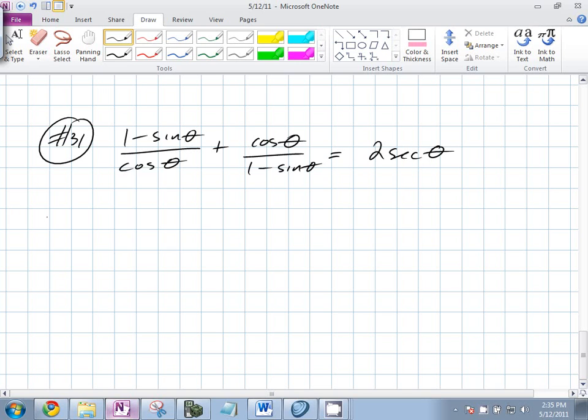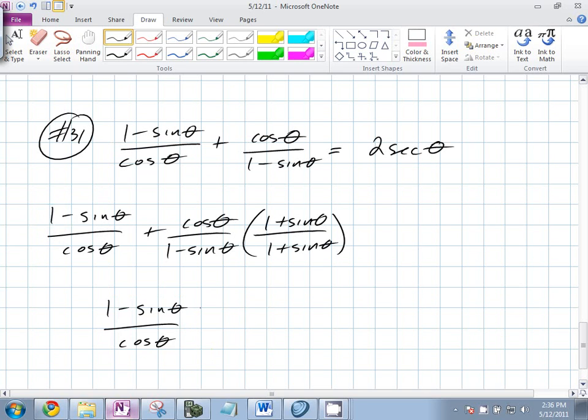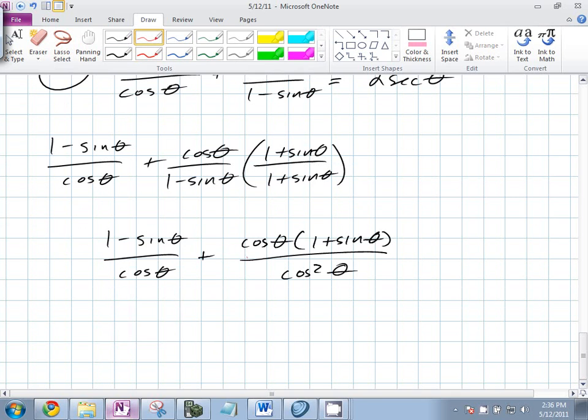Look, if we leave this alone right here, and we multiply this by 1 plus sine theta over 1 plus sine theta, what happens? Nothing happens to this, right? Can you just watch for a sec? What does this turn into? Cosine theta times, remember, are we multiplying that out? No. Over cosine squared theta, right? And that's gone. Do you have a common denominator now? And what happens to the numerator? You have 1 minus sine plus 1 plus sine, so what do you end up with? 2 over cosine theta, which is 2 secant theta.